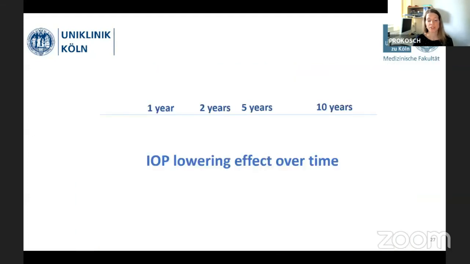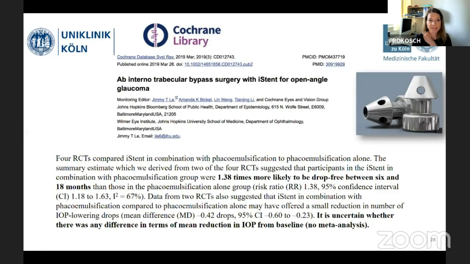What about the IOP lowering effect over time? What does over time mean? If you think about our patients, of course, it depends on how young or old the patient is. For a 40-year-old, it should last for years. And the iStent, what is known about the iStent for sure? There's not too much, but there's a good Cochrane review, and it says that it's uncertain whether there was any difference in terms of mean reduction in IOP from baseline.